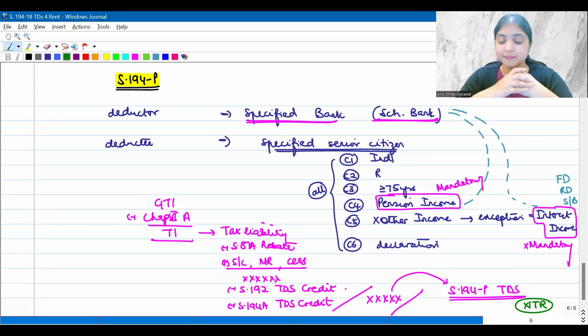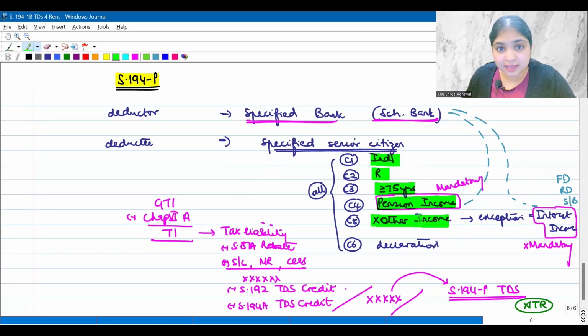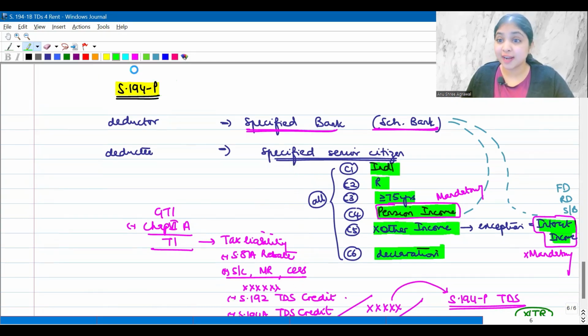Under section 194P, the deductor happens to be a specified bank. The deductee happens to be a specified senior citizen. Specified senior citizen means condition number 1, you are an individual. Condition number 2, you are a resident. Condition number 3, you are at least 75 years old. Condition number 4, this person is mandatorily having pension income. Condition number 5, he is not having any other income. At the maximum, he can only have interest income, that too from the same bank where the pension income is credited. And condition 6 is given a declaration saying all these conditions are fulfilled. If all these conditions are fulfilled, section 194P will apply.